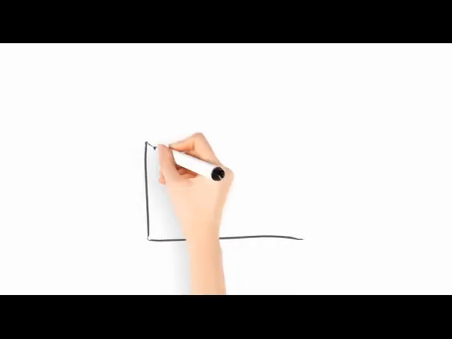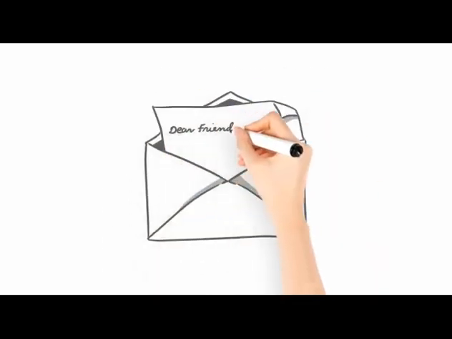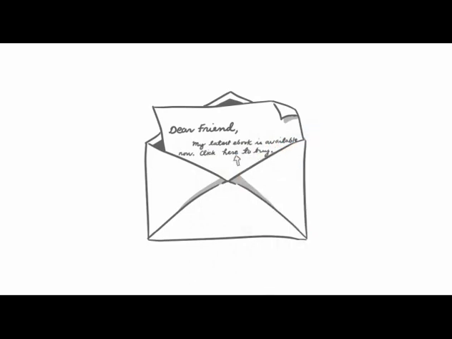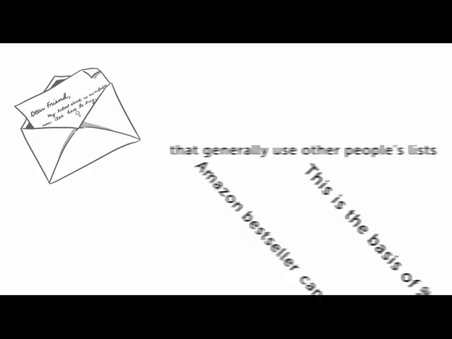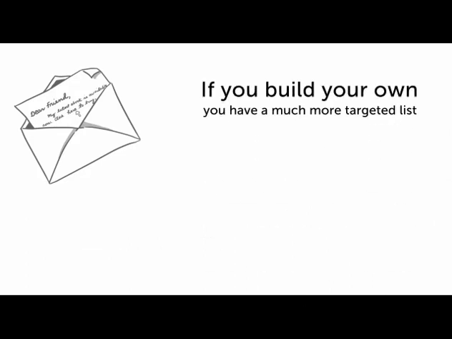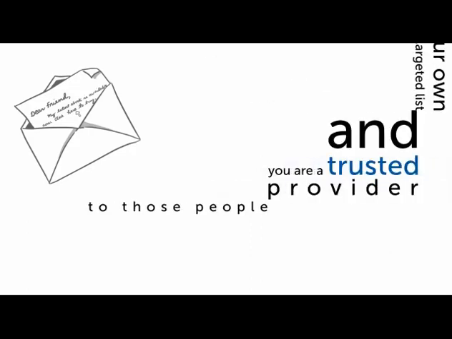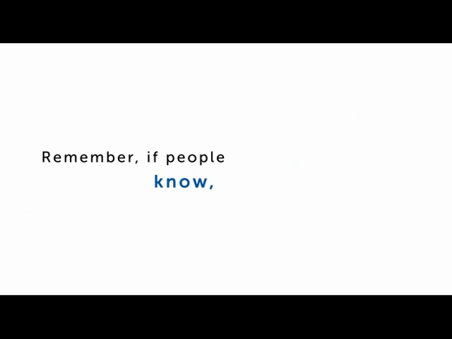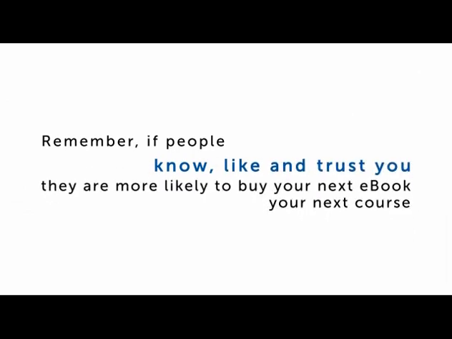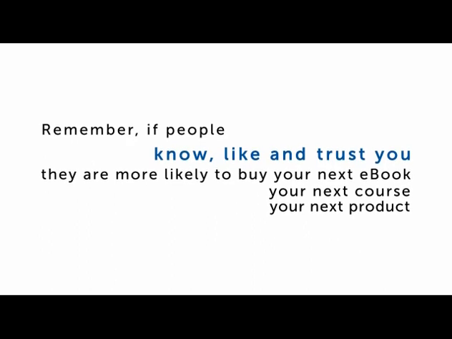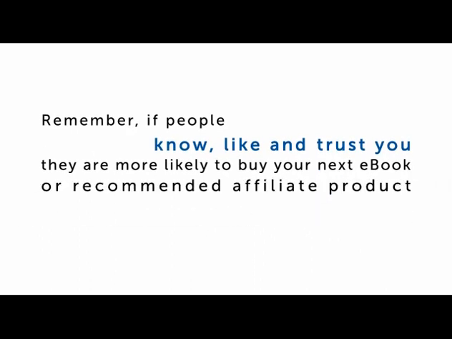Imagine how powerful it is to have a list of 10,000 people and to send an email saying, "My latest ebook is available now. Click here to buy." This is the basis of all of those Amazon bestseller campaigns that generally use other people's list. If you build your own, you have a much more targeted list and you are a trusted provider to those people. Remember, if people know, like, and trust you, they are more likely to buy your next ebook, your next course, your next product or service, or recommended affiliate product.